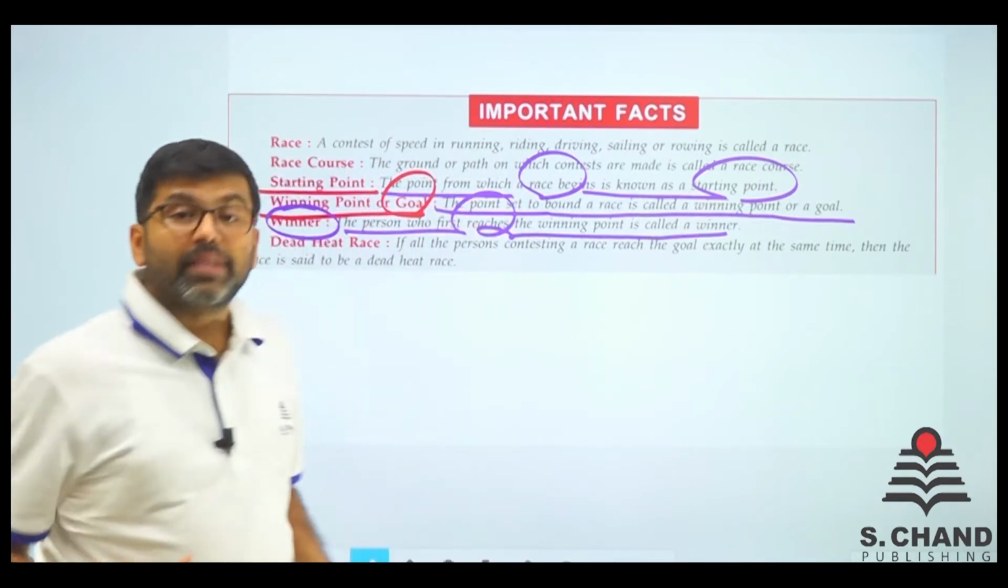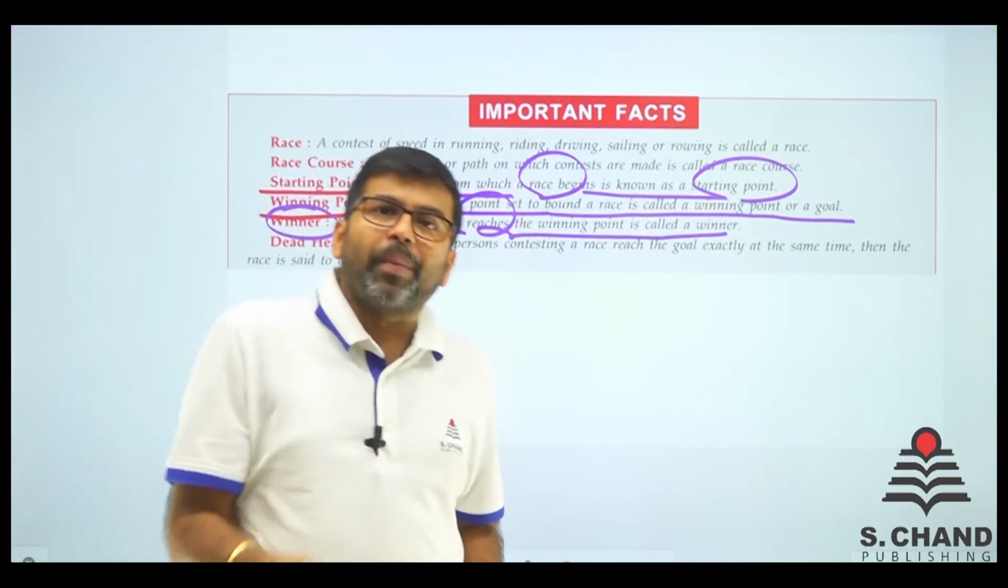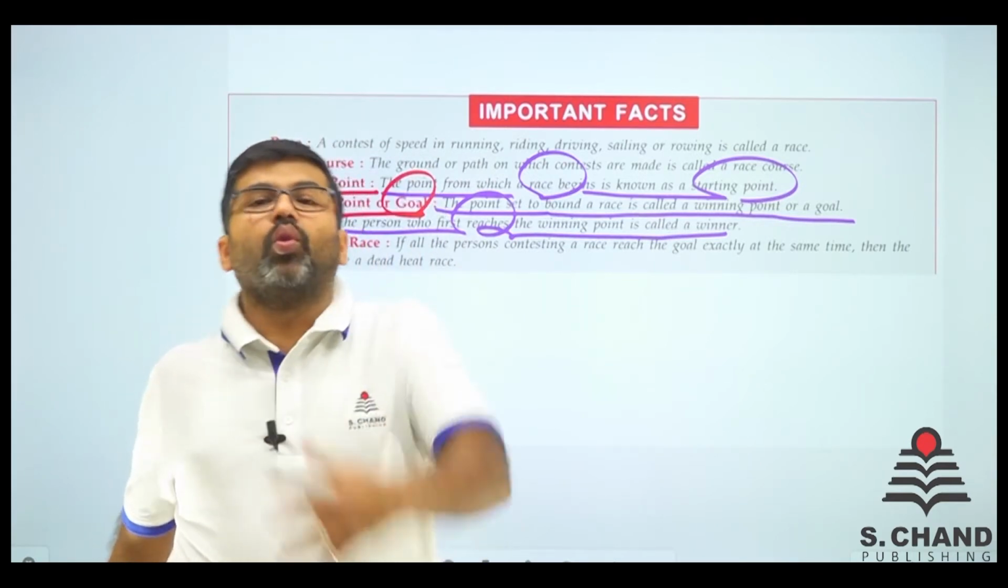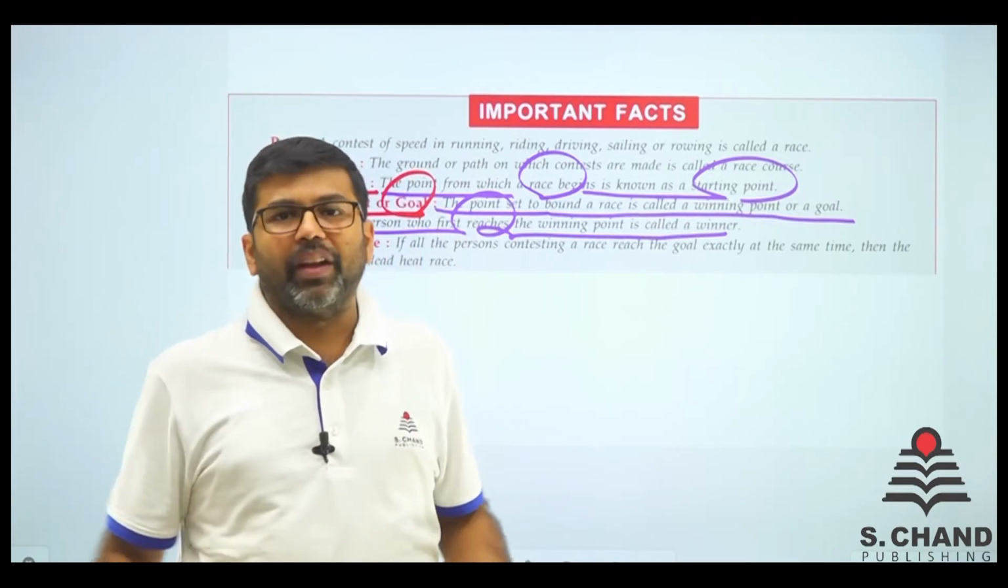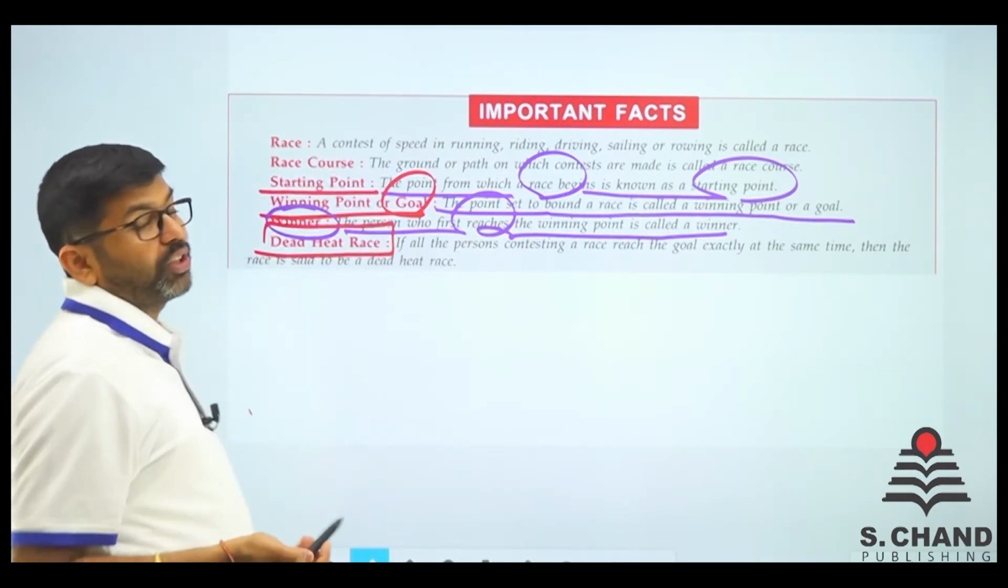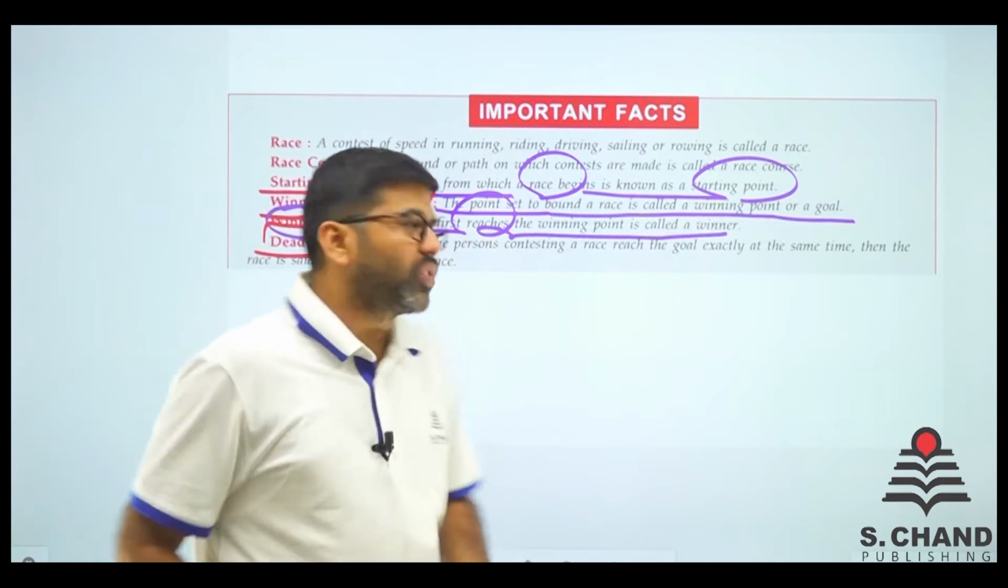सीधी सी बात है, सभी दौड़ रहे हैं, वो पर्सन जो सबसे पहले विनिंग पॉइंट पे पहुंचेगा, that person who reaches the goal first is known as winner, right? डेड हीट रेस, ये भी एक कंडीशन होती है बॉस. डेड हीट रेस क्या होता है?